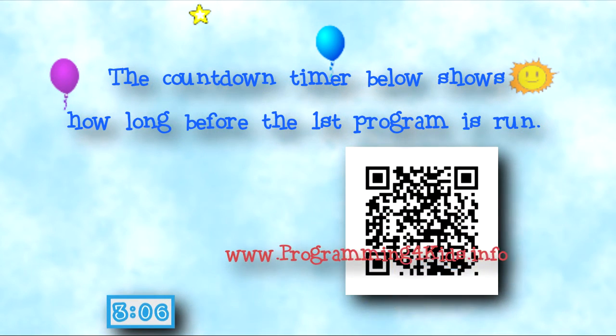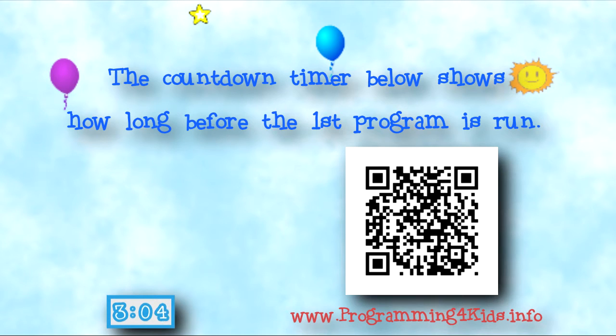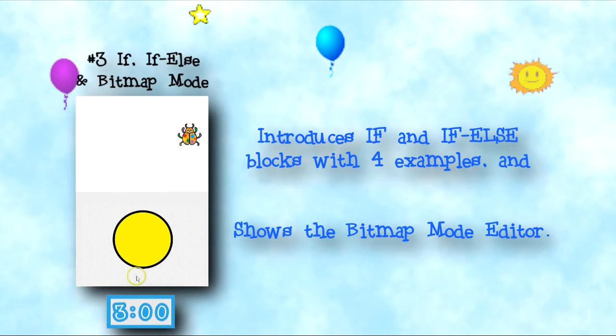The countdown timer at the bottom of the screen shows how long until a program is first run. This show number 3 introduces if and if else blocks with 4 examples and shows the Bitmap Mode Editor. I'll get started.